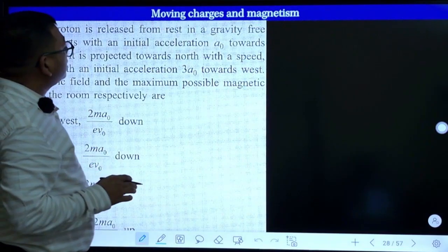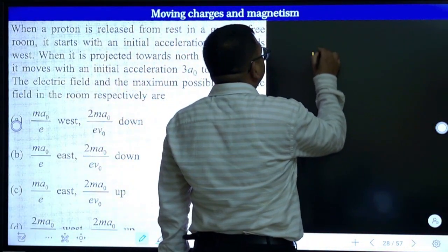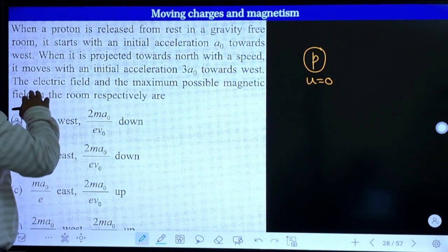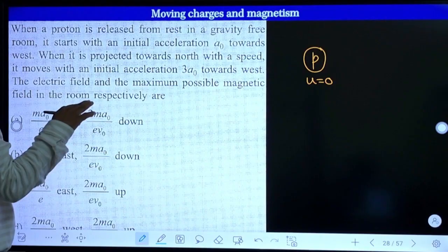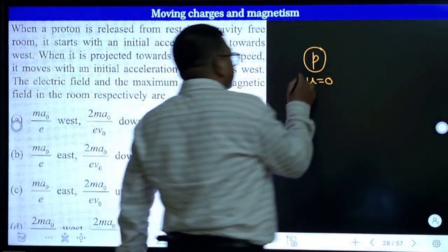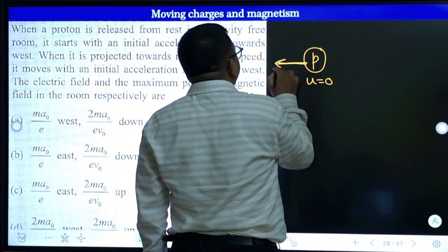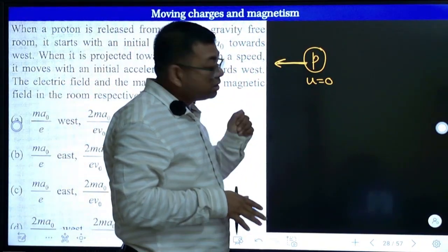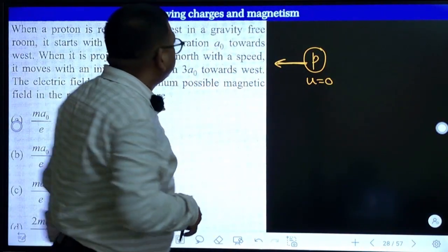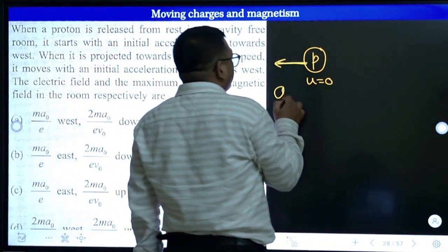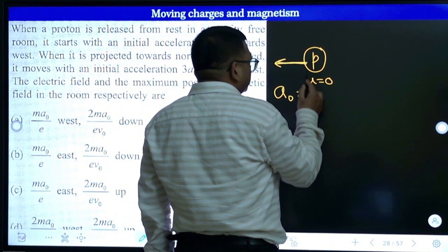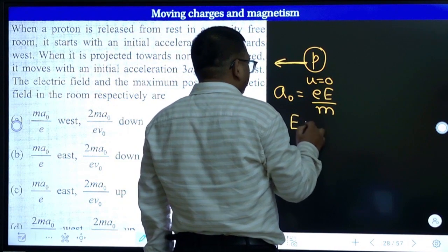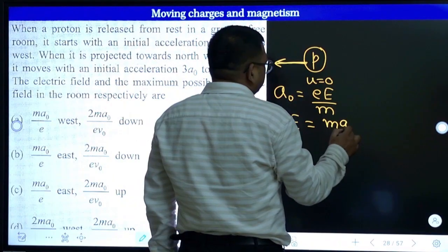Suppose I release a proton. Release means its speed is 0. Then it starts with an initial acceleration a0 towards west. Towards west means this direction, it gets a force. That must be electric force only, because the charge is at rest, magnetic force cannot act, only electric force is acting. And the acceleration given is a0, and the charge is plus e, right? So e by m. So we calculate the electric field as m a0 by e.